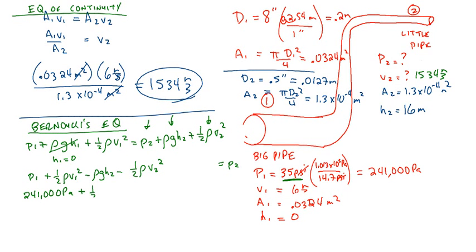I need to say plus 1/2 the density. I'm pushing water through this pipe, so the density of water again is 1,000 kilograms per cubic meter. And the velocity at side 1 is 6 meters per second. That gets squared. Then I'm subtracting.